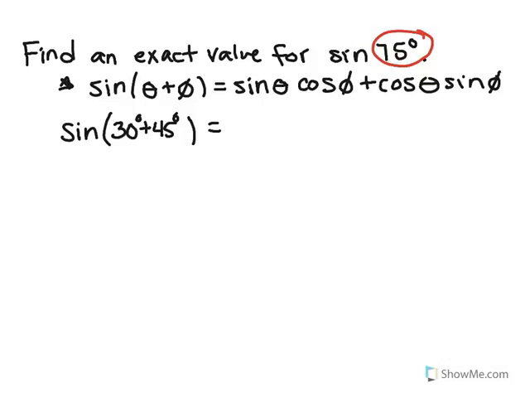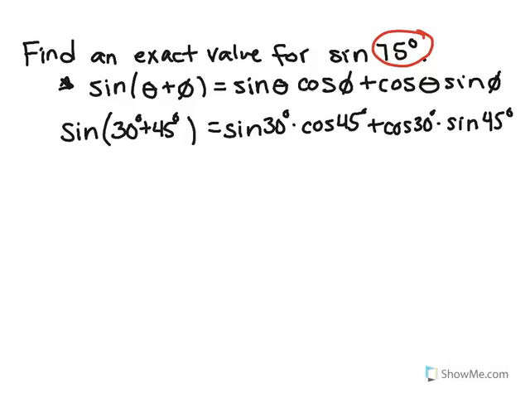Okay, now is this the only option that I could do? Absolutely not. There are several different ways of going about this problem. This is the most straightforward and the simplest. So we're going to go ahead and follow this rule. So I'm going to do sine of theta, which I replaced with 30. So sine of 30 degrees times the cosine of phi, which is 45 degrees, plus the cosine of 30 degrees. Oops, that's not plus, that's multiplication. Times sine of 45 degrees.